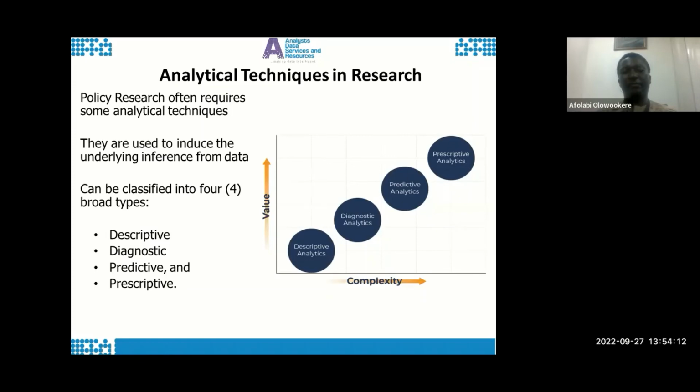Policy research requires some analytical techniques which are used to induce underlying inference from data. We can classify them into four, in that order: descriptive, diagnostic, predictive, and prescriptive. The more their complexity, the more the value they bring to the table. But that still doesn't mean that the more complex ones are more relevant, because for a particular policy analysis or policy research, a descriptive analysis may suffice, while for some, you may need prescriptive analytics to be able to solve the problem.